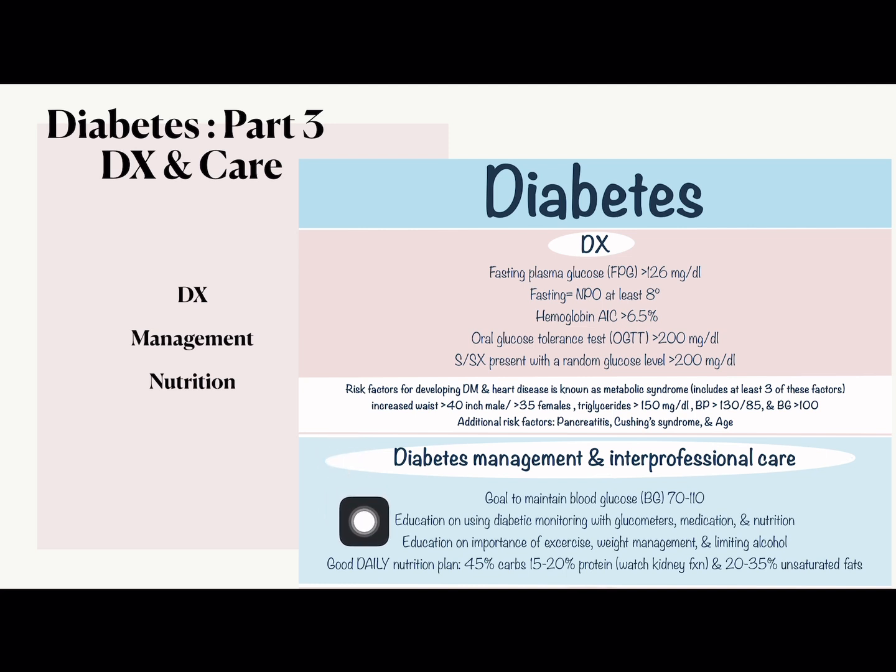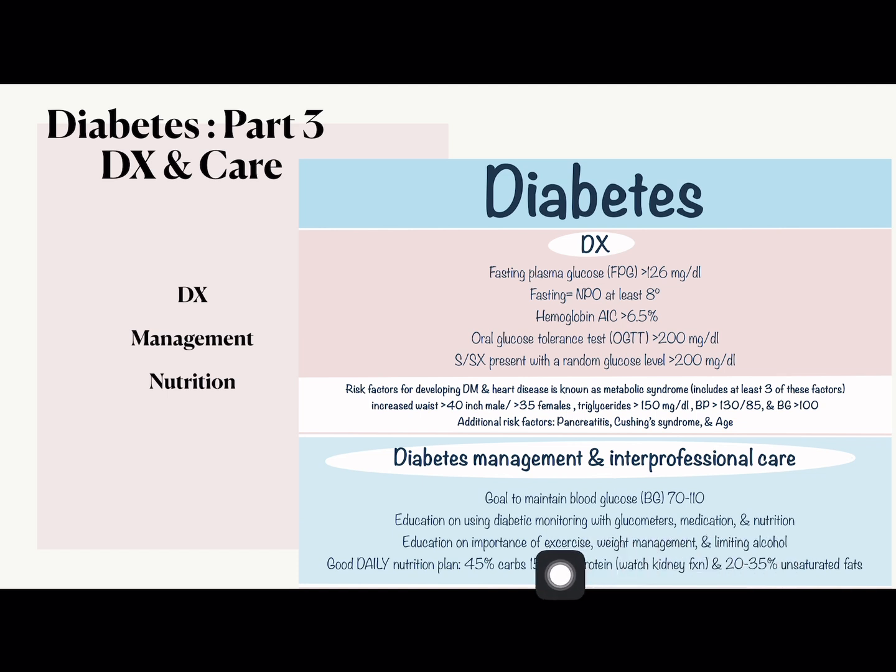So this one, they're going to try to maintain you with the blood glucose. Again, refer to your references or your nursing resources or facility for your glucose maintenance level. So here I'm going to talk about 70 to 110. Education, of course, how to use a diabetic monitor with the glucometer, how to use the medications and the types of medications we're going to get to in a minute, and nutrition.